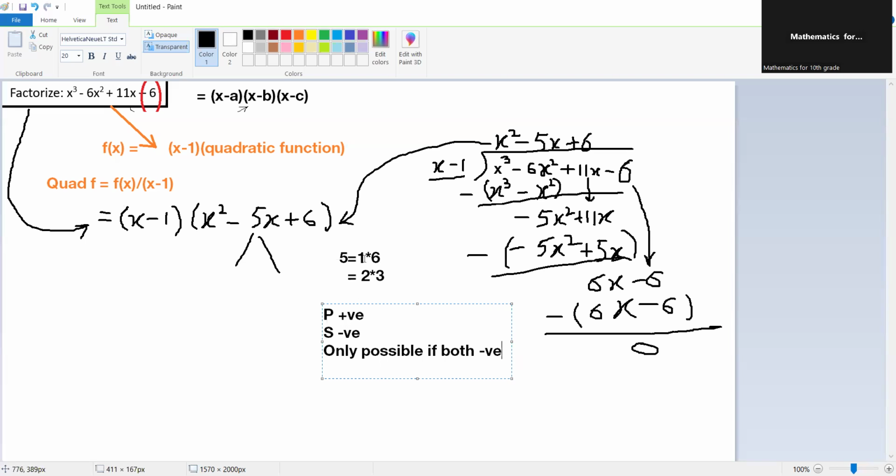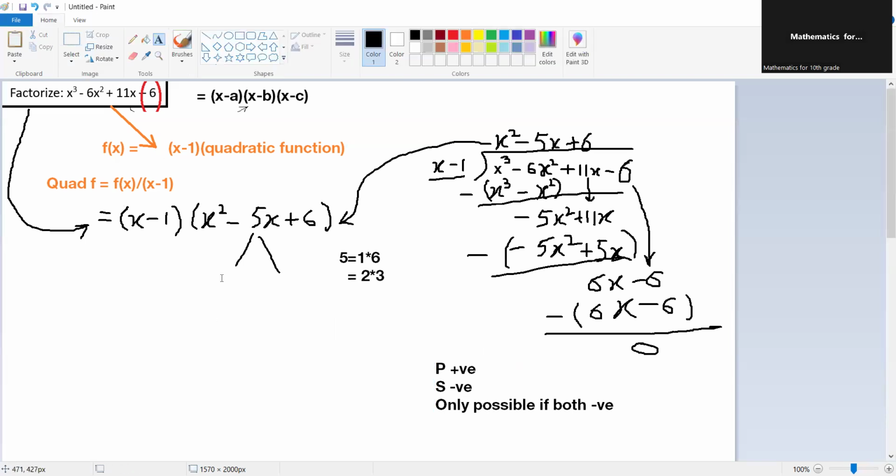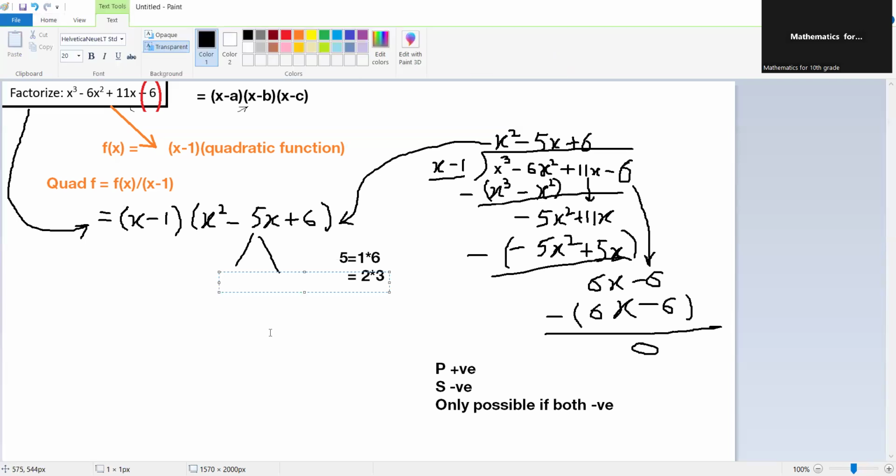So we have to add up these two numbers. If we add up 1 and 6, we get 7, which is not what we are looking for. We are looking for minus 5. If we add up 2 and 3, we get 5. So this is our clue. We have to try with minus 2x and minus 3x, because both are negative numbers and the product will be 6. So we split minus 5x as minus 2x minus 3x.